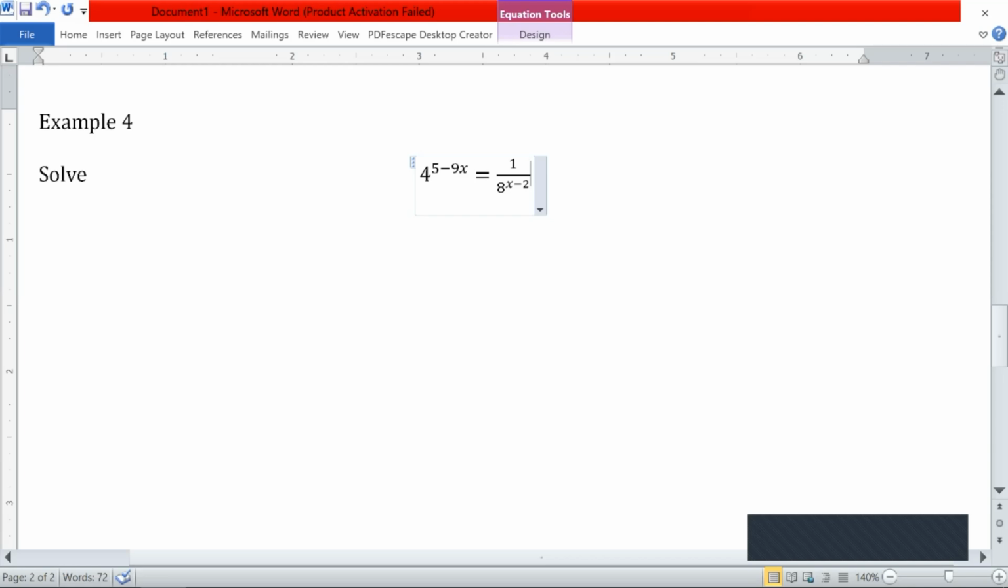Can you try and turn this into our form where we need to have 2 index numbers with the same base so that we can equate the powers? The first step would be to bring this 8 to the power of x minus 2 to the top. So I will let you try it first.